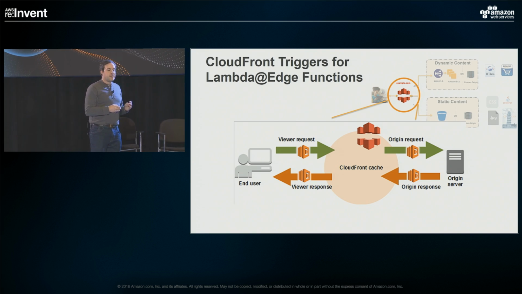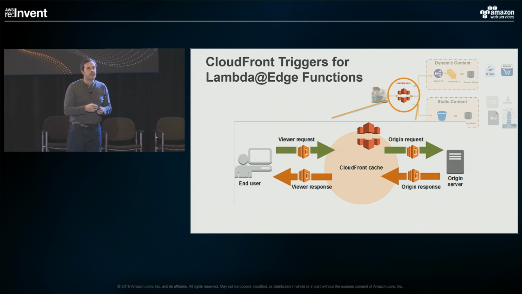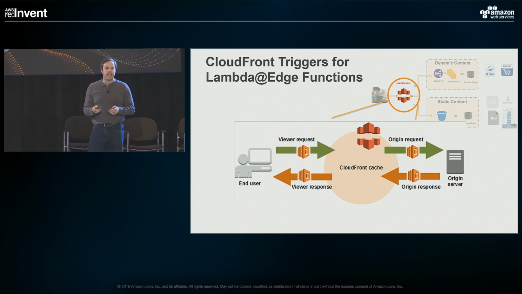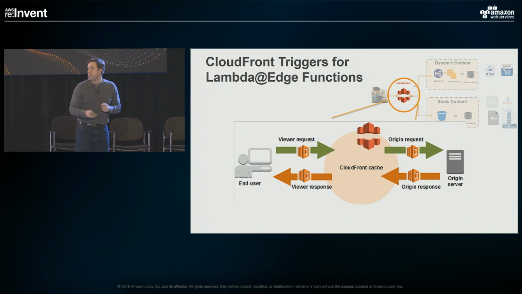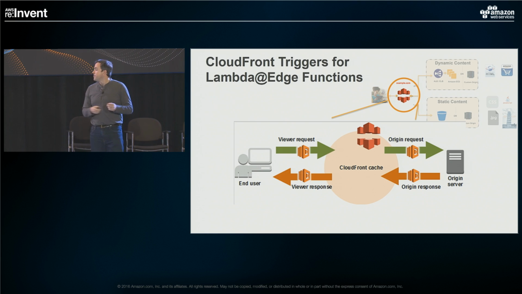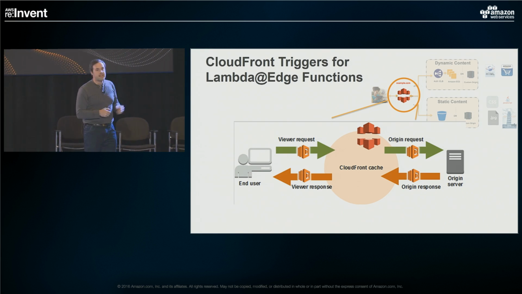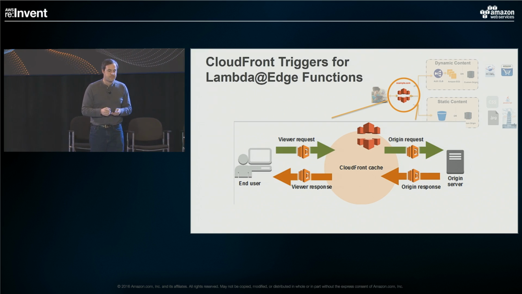On the origin side, the origin request and origin response events are triggered when a request gets through the viewer stage due to a cache miss. So in the case of a cache hit, the only 2 events that would trigger would be a viewer request and viewer response. Doesn't really get that far. But in the case of a miss, it would go through the CloudFront cache and say, okay, now we need to get content from the origin.